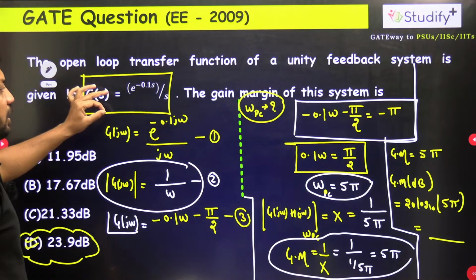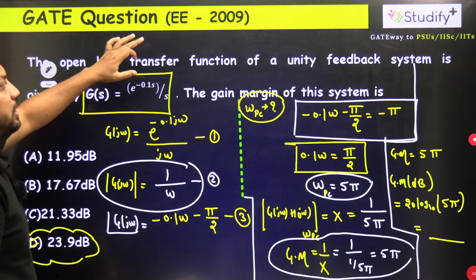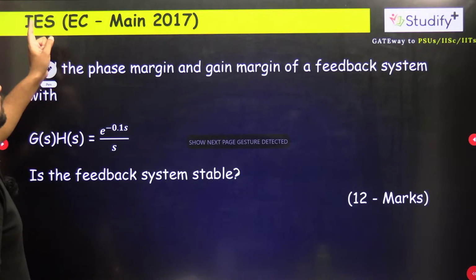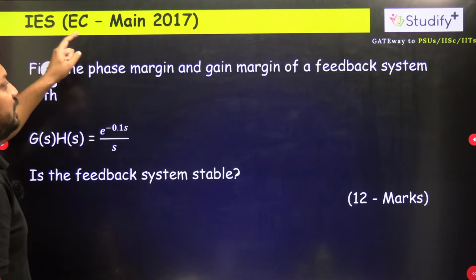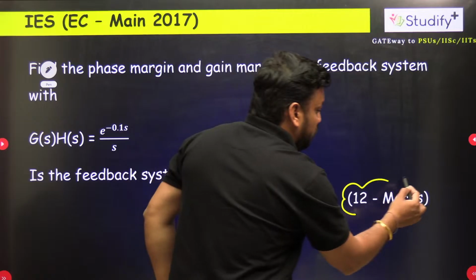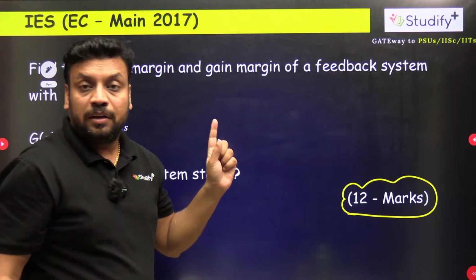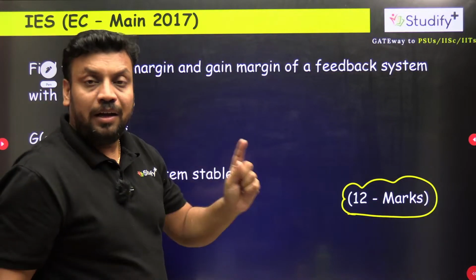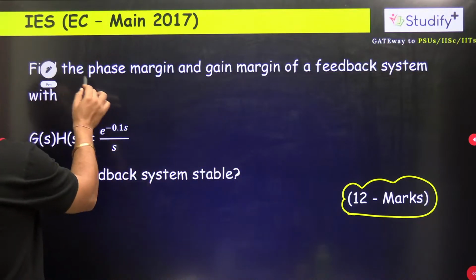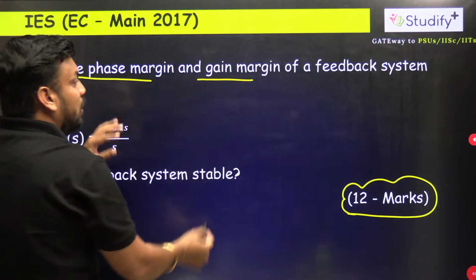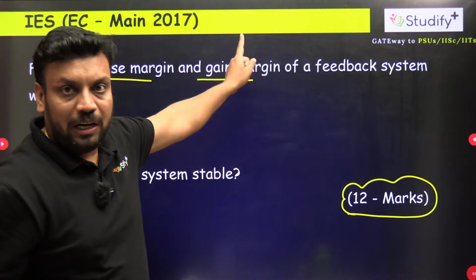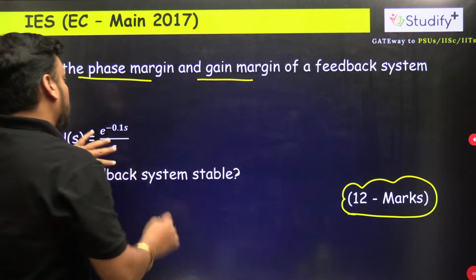The same data value. This is the GATE question EE 2009, and it is repeated in the Engineering Services Mains Exam for EC 2017. And see here, it is asked for 12 marks. That means the same question came in GATE for 2 marks and only the gain margin was asked, and here the phase margin is also asked, gain margin and phase margin, and this question becomes 12 marks. The question is the same as the one we wrote on the last slide.